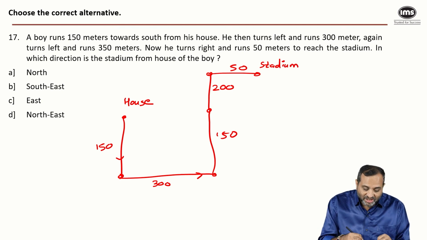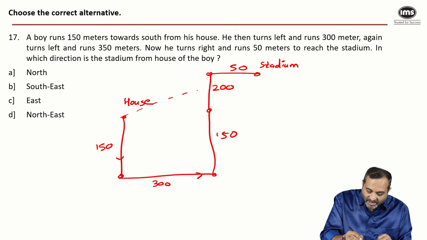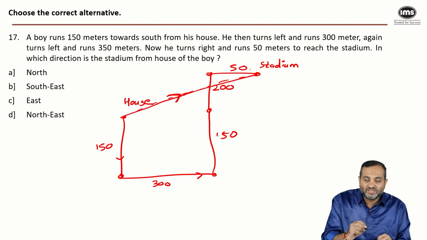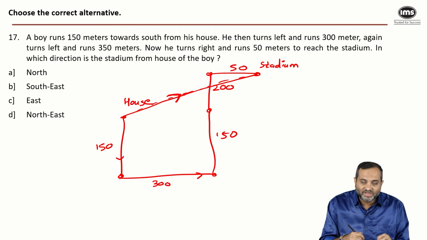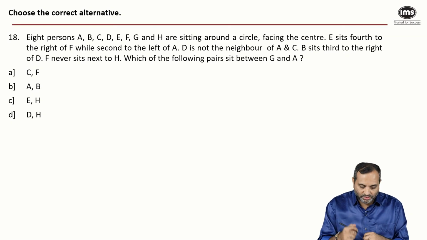In which direction is the stadium from this house? So that means this is the direction that I am following. This is the direction that I am interested in. So which is this direction? Can I say this direction is nothing but northeast? Which option? Option D. Hence the answer. Let's look at the next question.